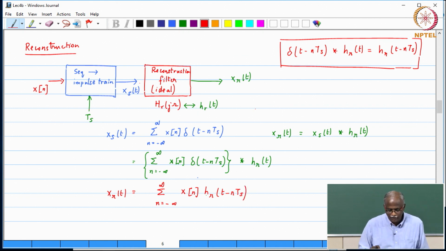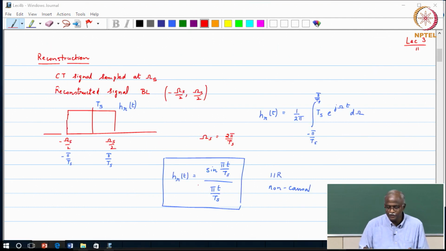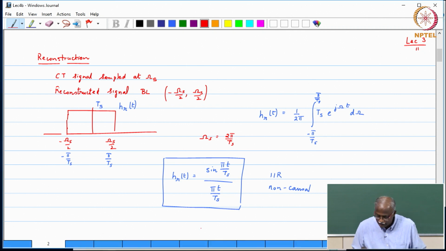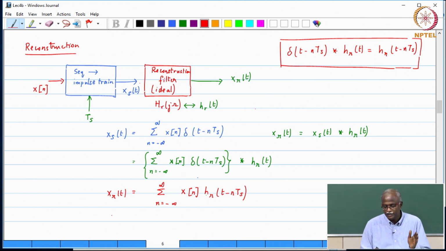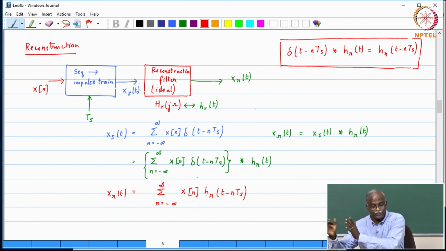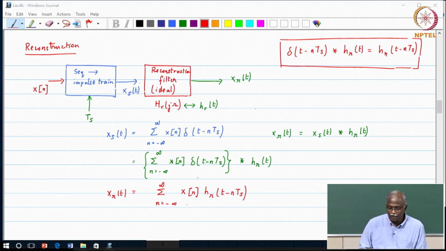I am sure this is not a new equation, but I want you to look at it with a fresh pair of eyes. Basically, what we are saying is that the reconstruction has a certain impulse response, and we showed that the ideal impulse response is a sinc function. Now, we have written the reconstructed signal as shifted versions of the reconstruction filter impulse response, each one appropriately scaled by the sample value.